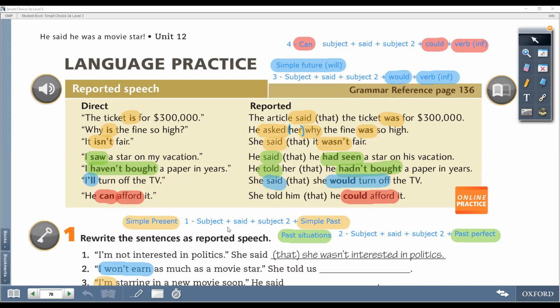We have situation number 1, orange. Simple present becomes simple past. Situation number 2, green. Past, past perfect. Situation number 3, blue, future. Would plus infinitive. And situation number 4, can, becomes could plus infinitive. That's it.